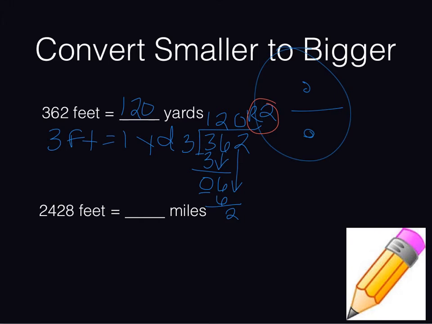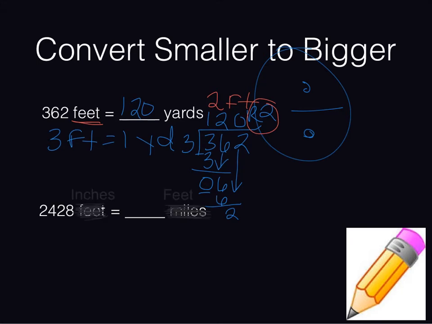What unit was that 362 in to begin with? It was feet. So that means those 2 left over are still feet. So that means I have 120 yards with a remainder of 2, but the remainder of 2 is really 2 feet. So I have 120 yards and 2 feet left over.